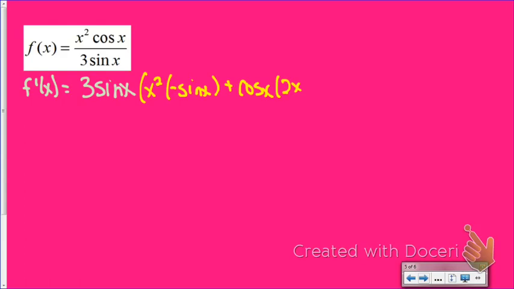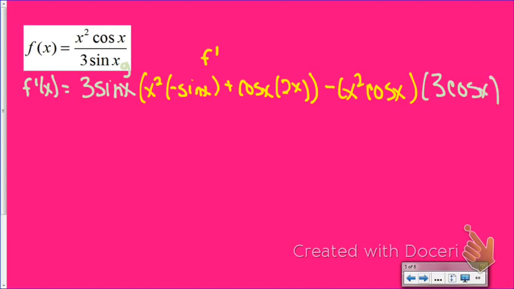So everything in yellow there is just my f prime, so that's just my d high. And then 3 sine x, that was just my g. So there's my low, there's my d high. Now I need my minus high, so the original high function, and then d low, the derivative of the low function. And we know the derivative of 3 sine x, the derivative of sine is cosine, so that's going to be 3 cosine x. And that's all over low squared.